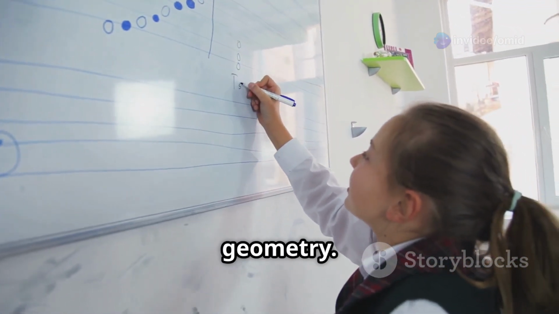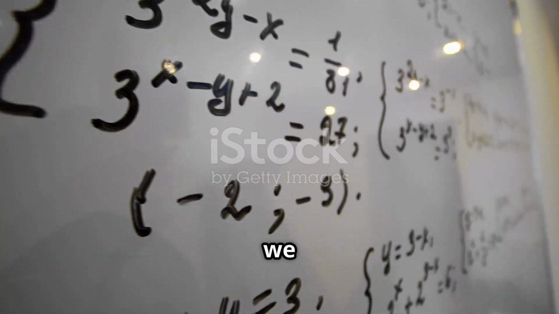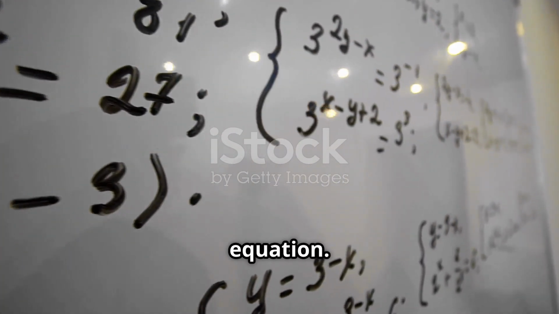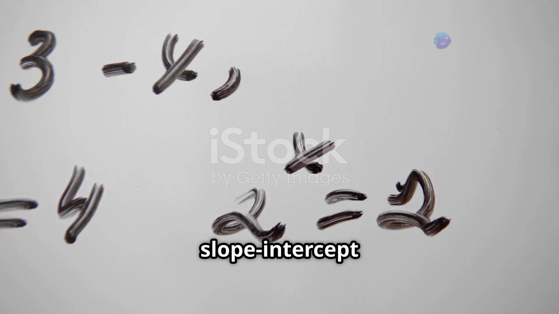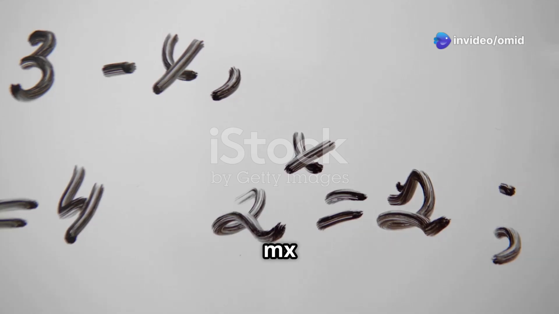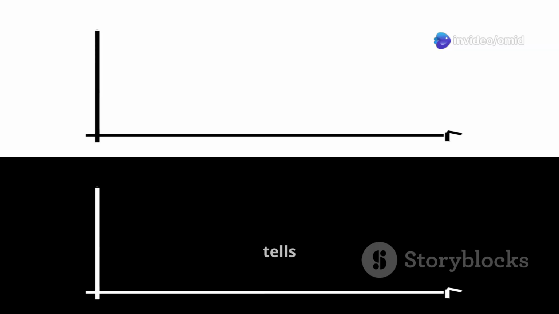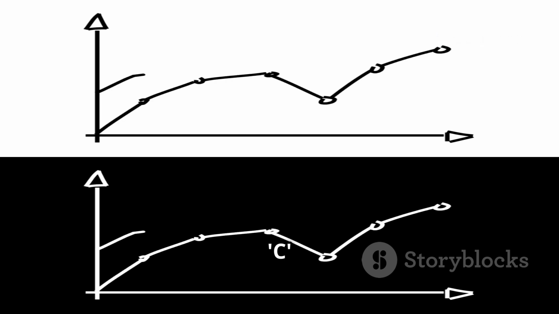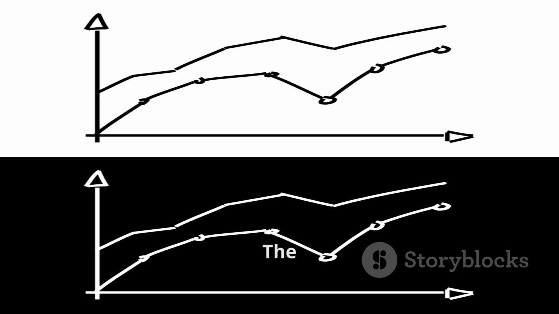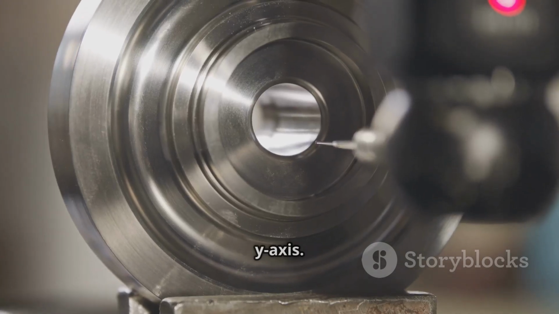Lines are fundamental in geometry. In analytical geometry we can represent any line with an equation. The most common form is the slope-intercept form, y equals mx plus c. In this equation, m represents the slope. The slope tells us how steep the line is. C represents the y-intercept. The y-intercept is where the line crosses the y-axis.